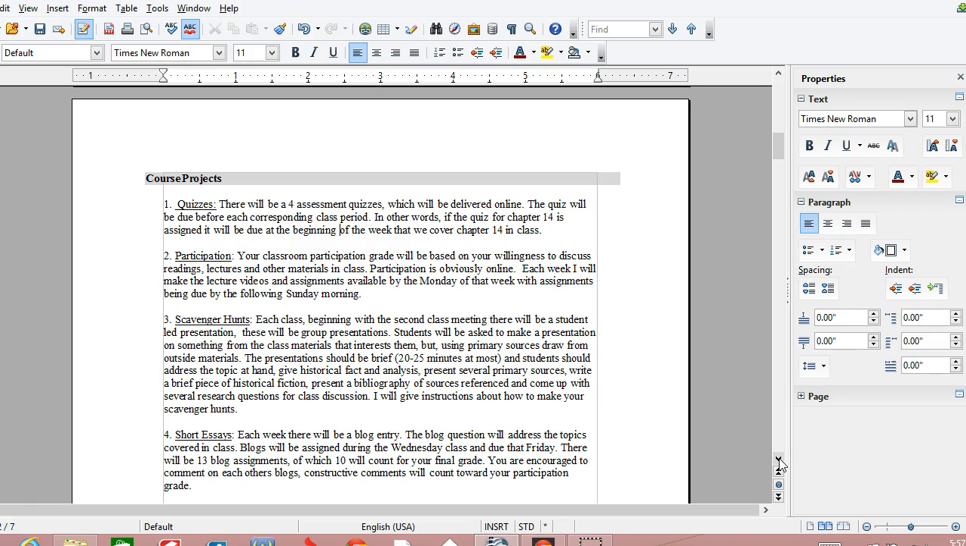Each class beginning the second class meeting, so beginning next week, not this week, which is your introductory week, there'll be a student-led presentation, which I'll discuss in detail in a follow-up video. These will be group presentations. Essentially what you'll be doing is making a Wikipedia page related to an event or a movement or a theme or something discussed in that chapter.